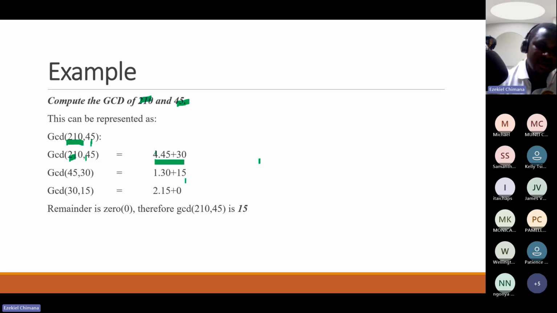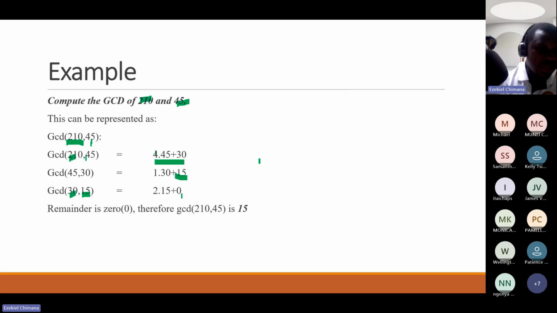So if you look at that, the remainder is 15, which means the remainder is not 0 again. So we need to replace our A by this B, and then we replace B by the remainder. So this 30 will become our A, and this remainder 15 will become our B. And then we do the same procedure. We divide 30 by 15, which is 2, and a remainder of 0.